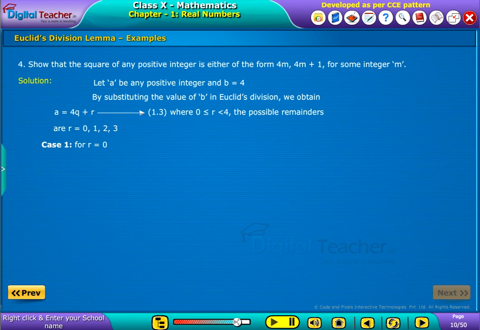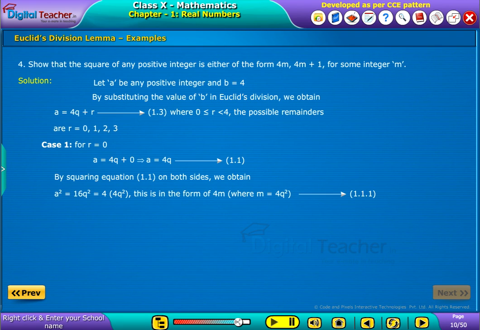Case 1 for r equal to 0. a is equal to 4q plus 0, that is a equal to 4q. By squaring equation 1.1 on both sides, we obtain a square is equal to 16q square, which is equal to 4 into 4q square. This is in the form of 4m, where m is equal to 4q square. Case 2 for r equal to 1.